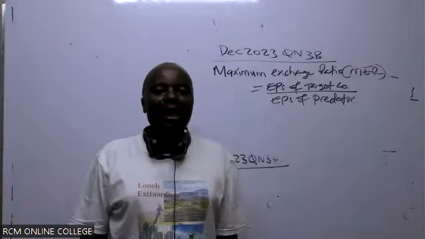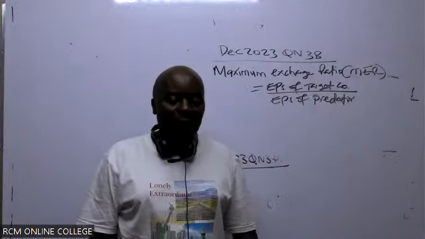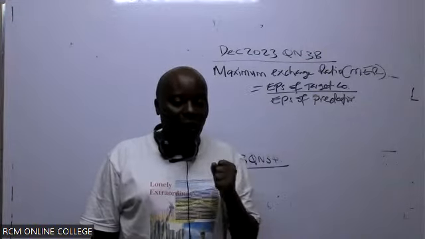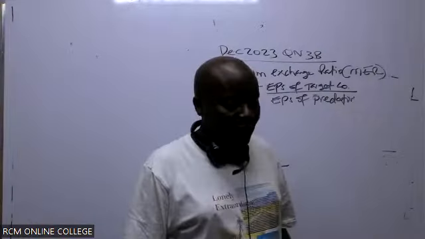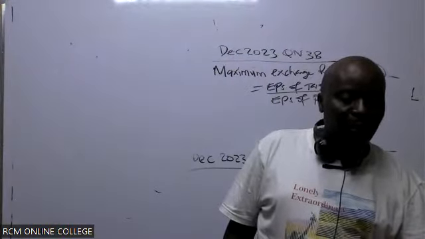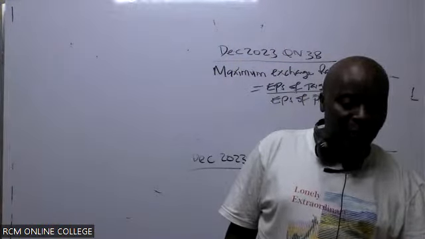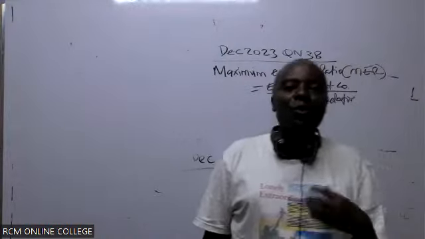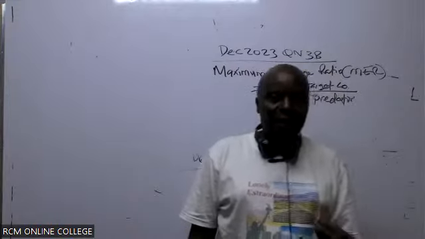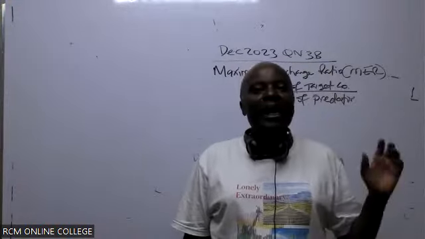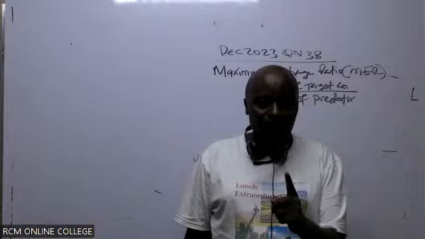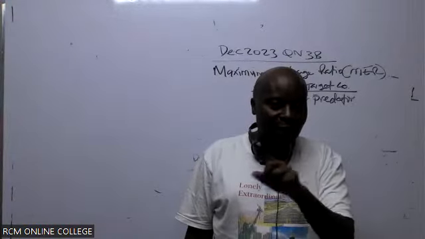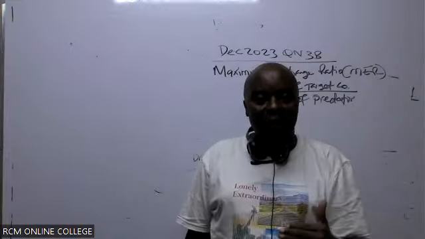Anytime they want the maximum exchange ratio, we always take the EPS of the target company over the EPS of the predator company. But this was quite a tough examiner. He was used to giving us the EPSs, chewing everything up for us. Here he never gave us that information; he wanted us to derive it ourselves.